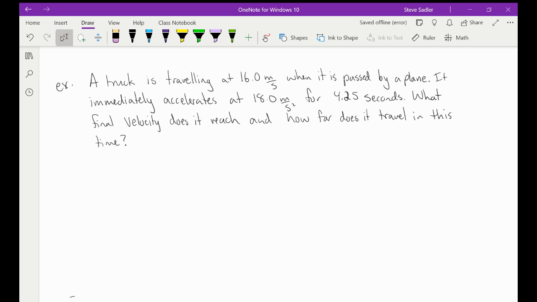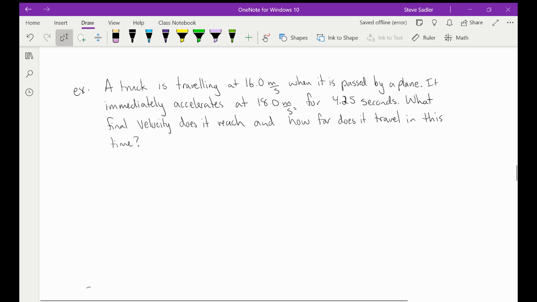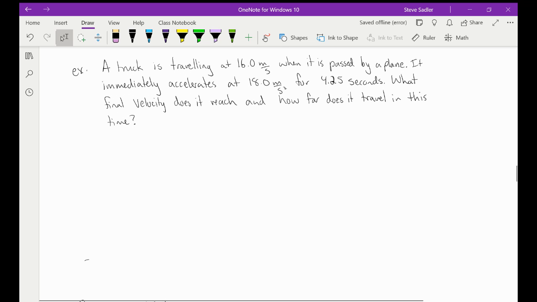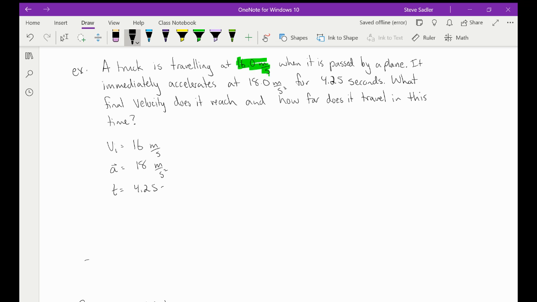All right, so I'm going to just zoom out a little bit. Let's start by writing down our knowns and unknowns. We know that the truck is initially traveling at 16 meters per second. So that's probably our V initial, 16 meters per second. It accelerates at 18 meters per second squared for 4.25 seconds. Time is 4.25 seconds.